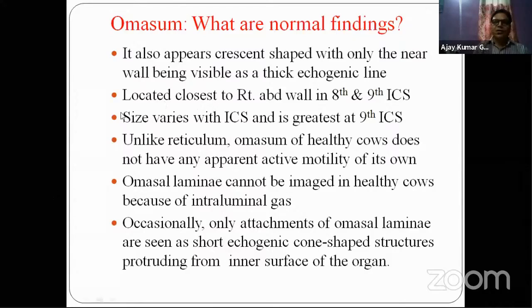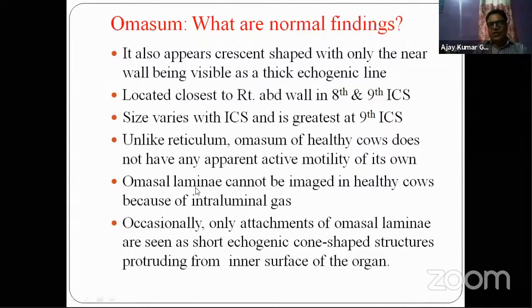The omasum is located close to the right abdominal wall in the 8th and 9th intercostal spaces, and its size varies depending upon which intercostal space you are scanning it. The greatest size will be observed in the 9th intercostal space. And unlike reticulum, omasum normally does not have motility of its own. Sometimes you observe churning motility. Other than that, if you observe the motility of omasum, you suspect some disease condition.